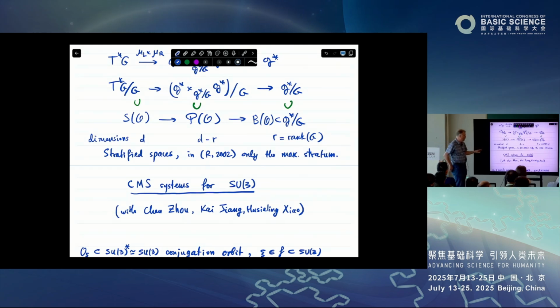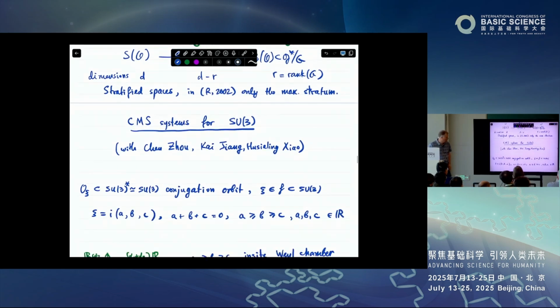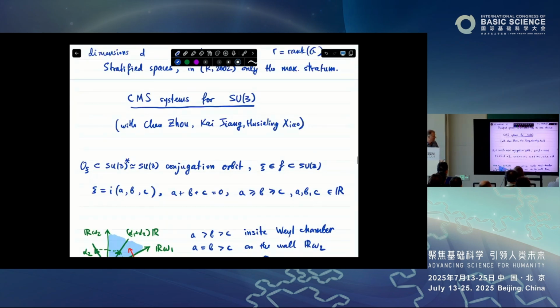So anyway, I proved that this is all true for the maximal stratum, but this question was still bugging me. What is happening for the other strata? What is happening globally? And so finally, with, I keep mixing up, actually Chengzhou is not Chengzhou, he's Zhucheng. So with Zhucheng, Kaijiang, and Hussein Xiao, we sorted out this case for SU(N). So I'll present what's happening for SU3.